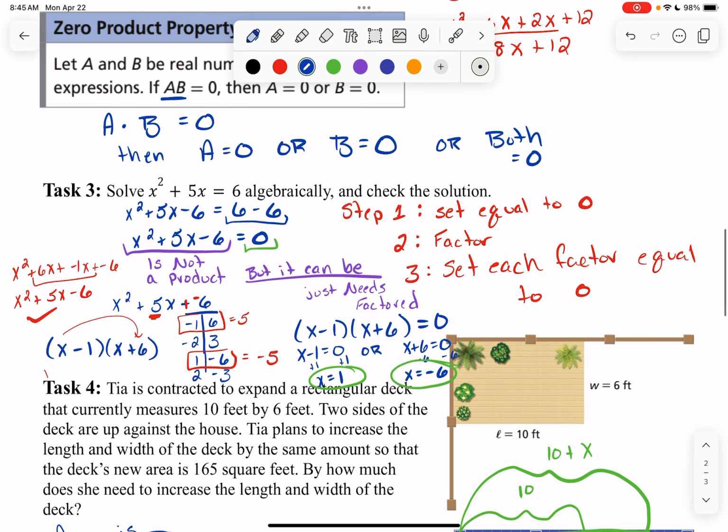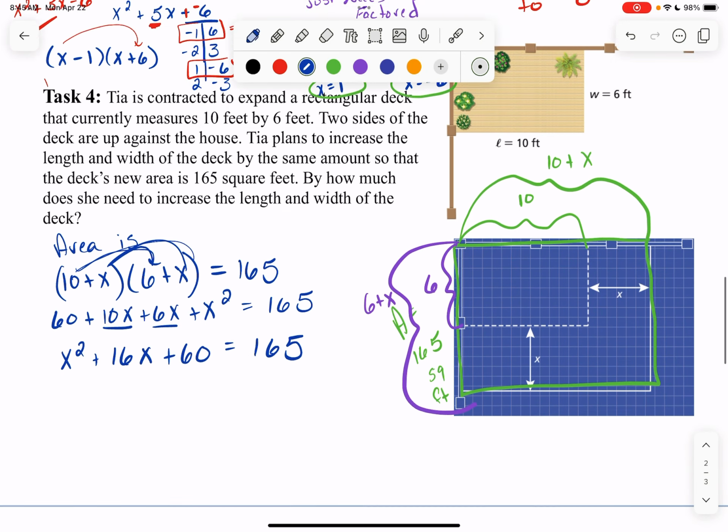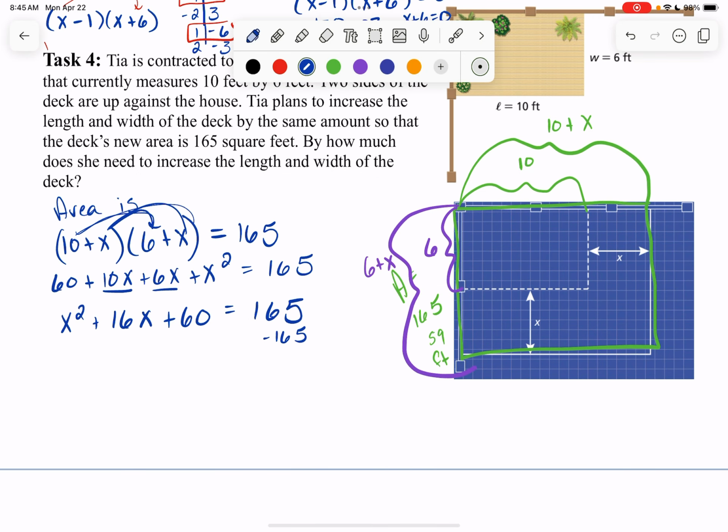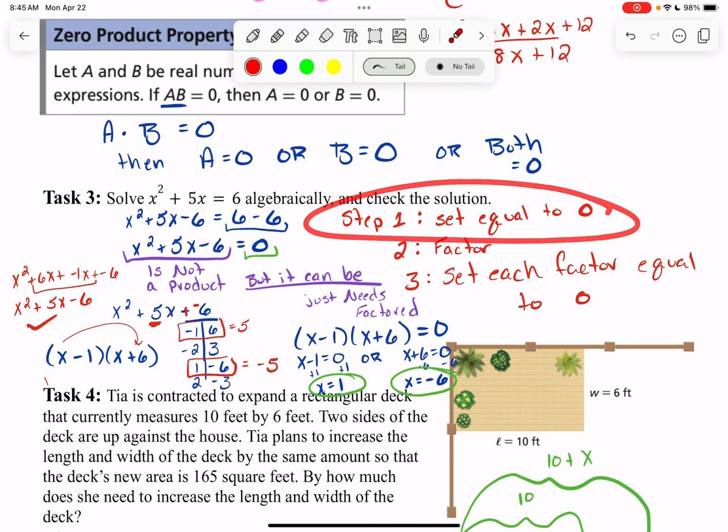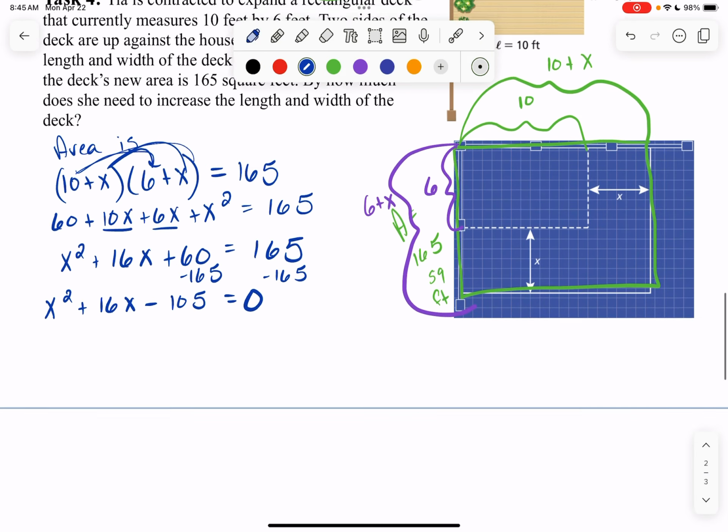Now, to solve, step 1, set equal to 0. So I'm going to subtract the 165 from both sides. So x squared plus 16x plus, minus, because that would be a negative, 165 minus 60, 105, equals 0. So now we're set equal to 0. Step 1, set equal to 0, check. Step 2, factor. So now we need to factor.